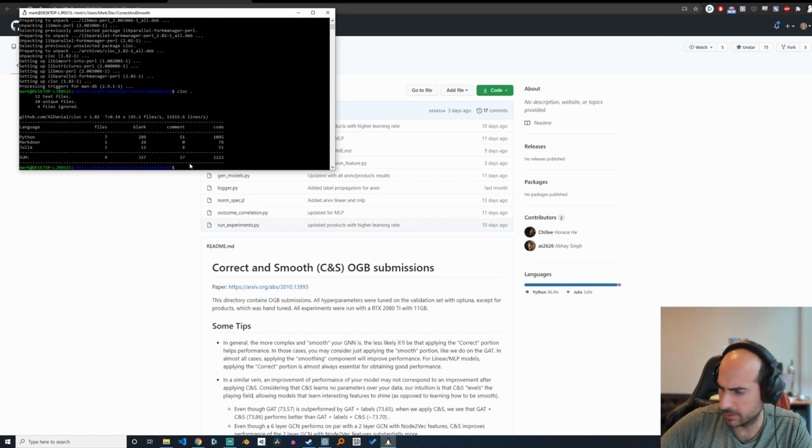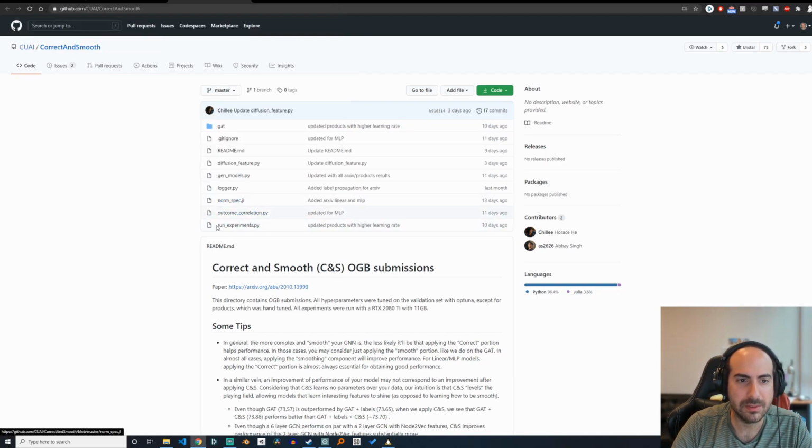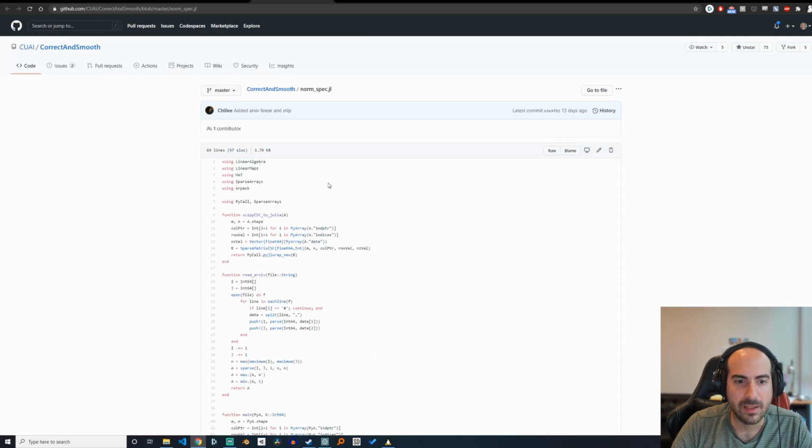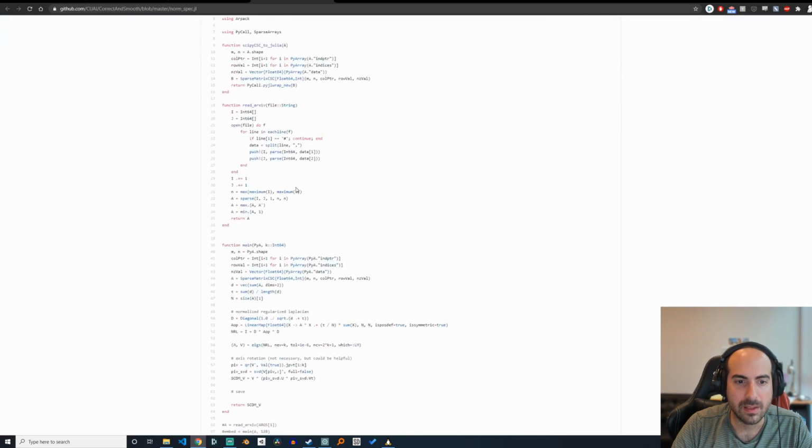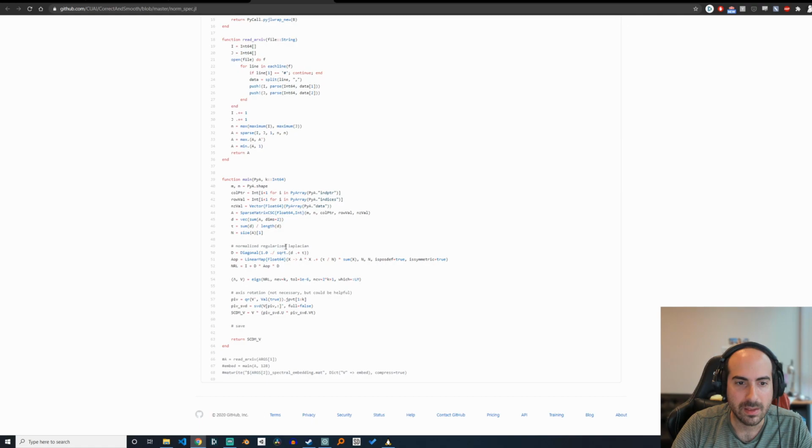Has some Julia code. Interesting. Oh, I see it. So this is the normalized Laplacian code. It sounds complicated, but at the end of the day, you're really just using a bunch of linear algebra libraries.